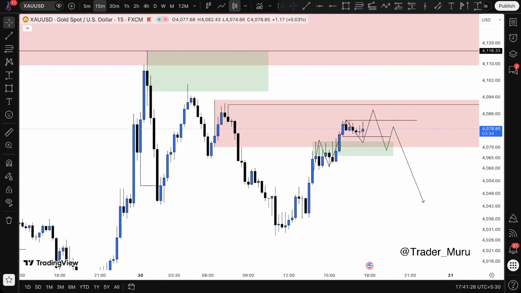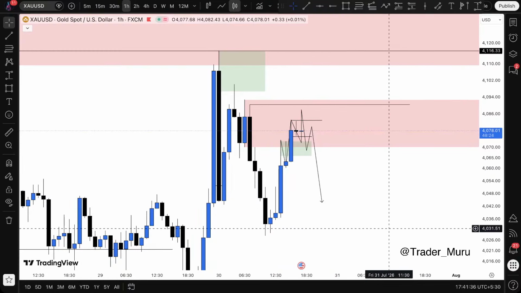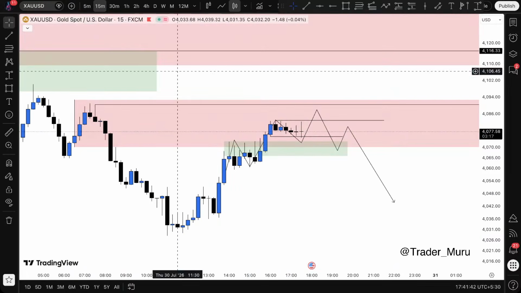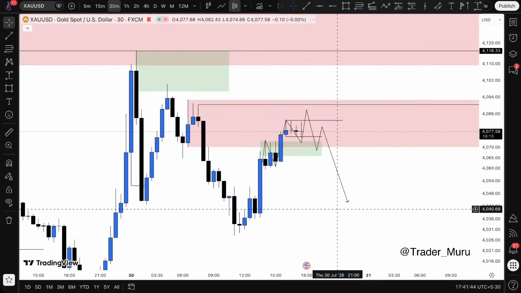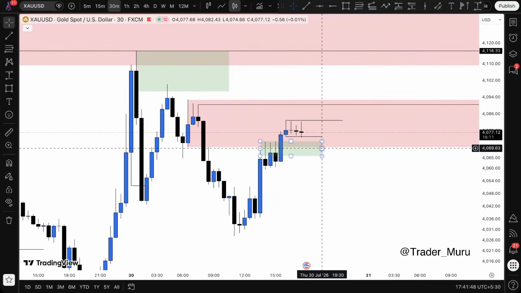So we have nothing to see here, guys. Still in range, not breaking below, not breaking above. We need 1 hour confirmation, a break below this low, for a proper short entry. 15-minute, 30-minute, all are still bullish. Wait for confirmation.